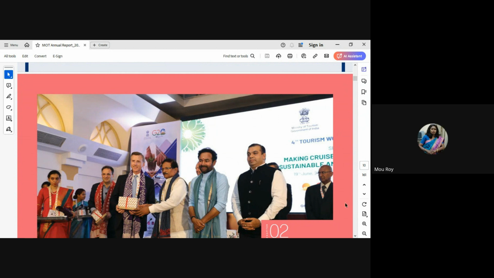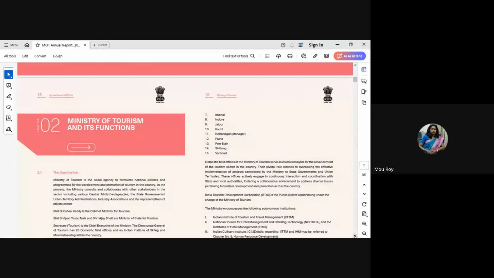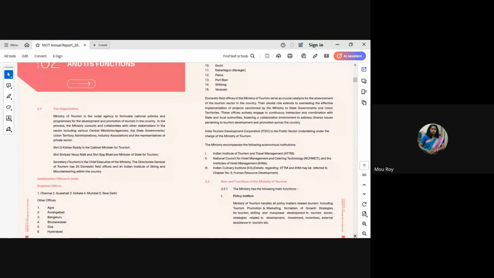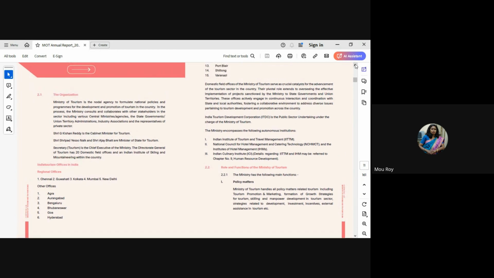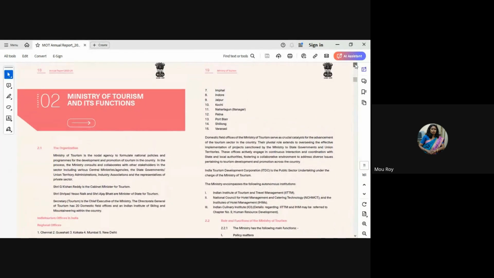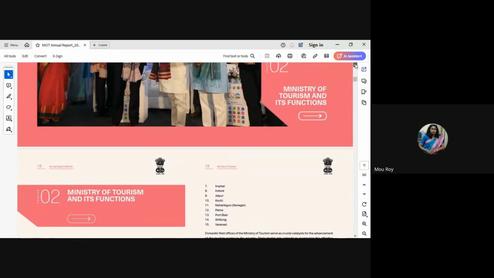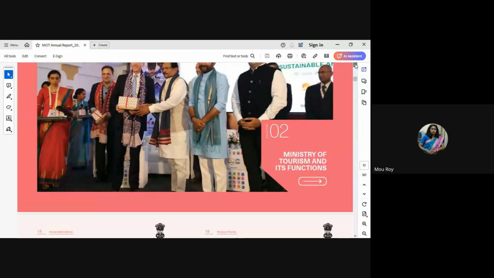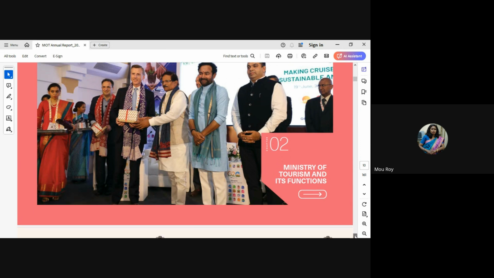Okay, Kudiyattam. So here the minister is there, Mr. Reddy. Sri G. Kishan Reddy is the cabinet minister for tourism. Here he is, the one in the blue Punjabi. He is Mr. Kishan Reddy. So he is the tourism minister.